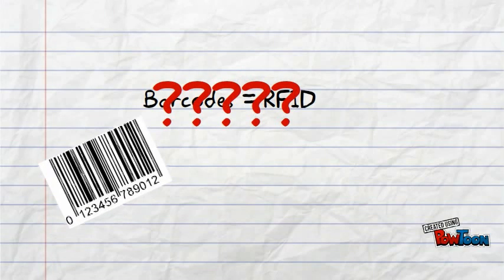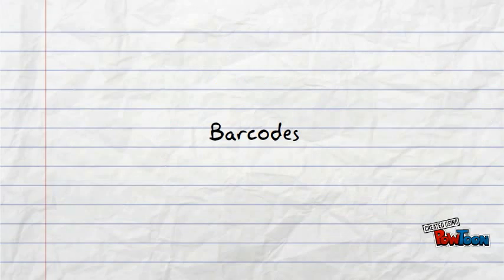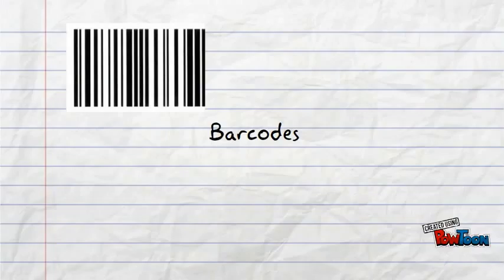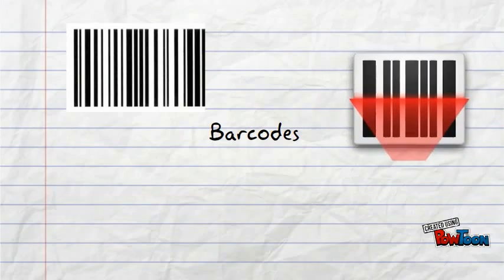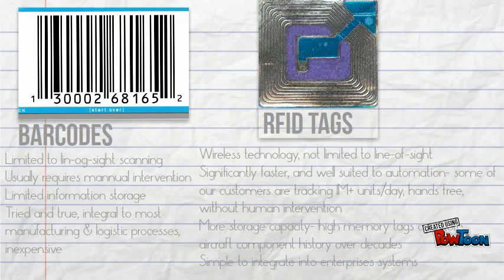Because of the misunderstanding of RFID, these tags often get confused with barcodes. A barcode is an optical machine-readable representation of the data relating to the object to which it is attached. Originally, barcodes systematically represented data by varying the width and spacing of parallel lines and may be referred to as linear or one-dimensional. Manual intervention of the reader is needed to scan the barcode line by line. These barcodes are tried and true, integral to most manufacturing and logistic processes, and they are inexpensive.